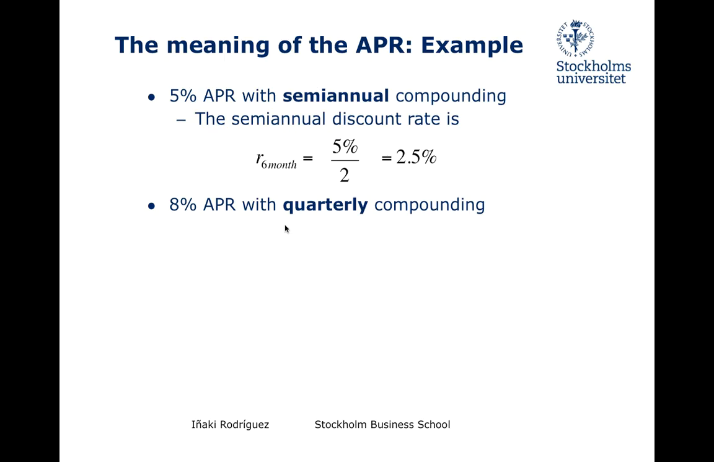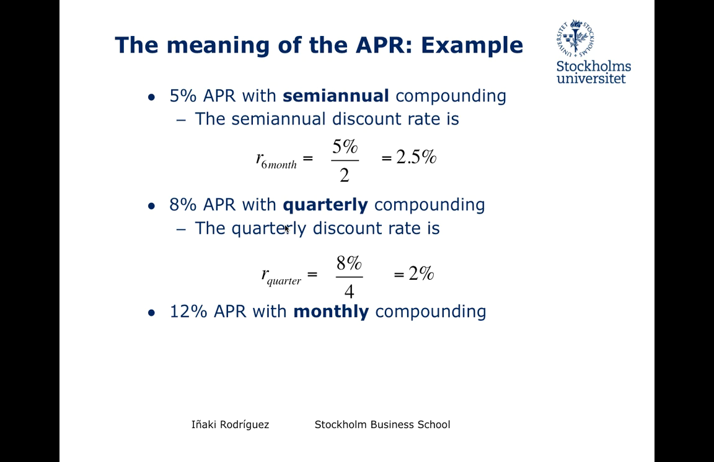If we are told that the APR is 8% with quarterly compounding, this is completely equivalent to saying that the quarterly discount rate is equal to 8% divided by 4, that is 2%. If we were told that the APR was 12% with monthly compounding, this is equivalent to saying that the monthly discount rate is 12% divided by 12, that is 1%.